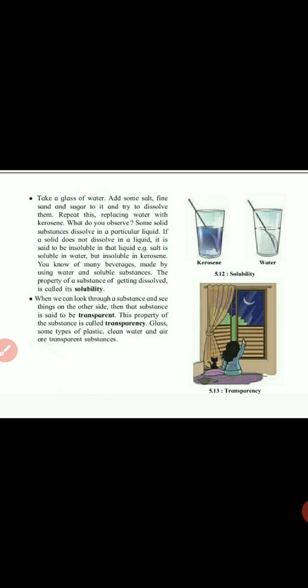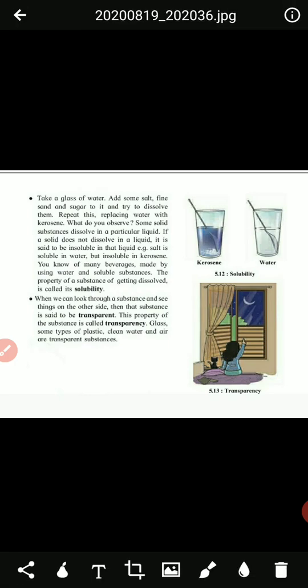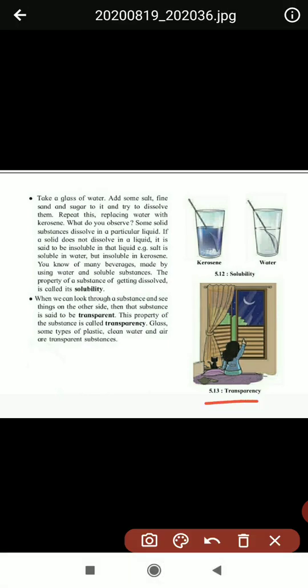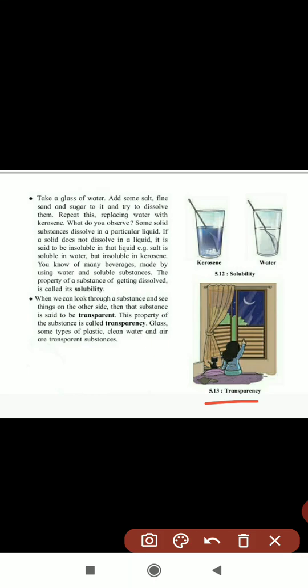Yes, and next, the last property, here 5.13. When we look through a substance and see things on the other side, that substance is said to be transparent. Here the girl is looking from the window that is made of glass, and outside the window she can see the moon and stars. So this property is called transparency.